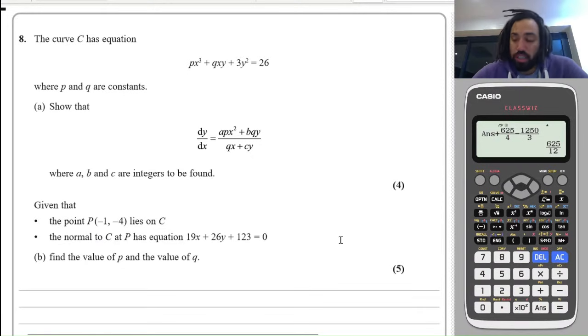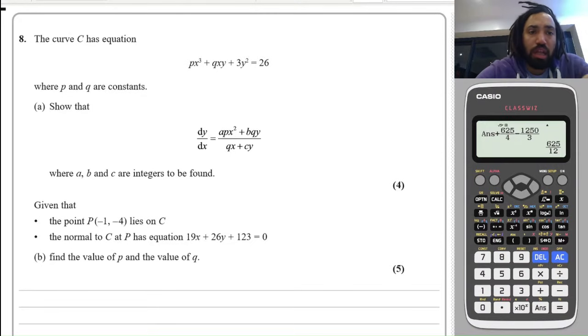Question 8, beast question incoming, so prepare yourself. I tend to find some of the hardest questions tend to be around 8 or 9, just when you're getting into the paper and then they start throwing some nasty stuff at you.